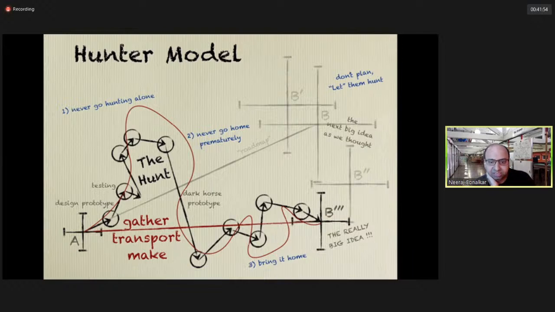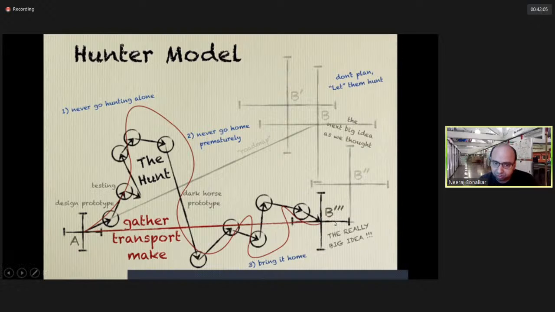And the key thing is, is this all worthwhile? The key thing is, how do you sustain yourself throughout this zigzag pathway and create an idea which is big enough for you to recover all that you have given while you are discovering it? And then once you have discovered it, how do you now take it back to market and transport it and become successful? So this is what we call the hunter model.